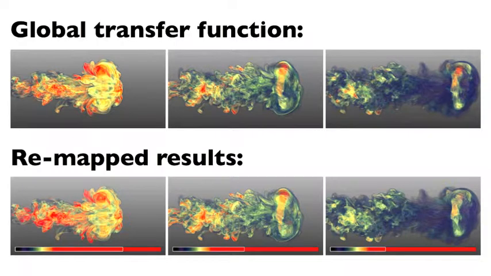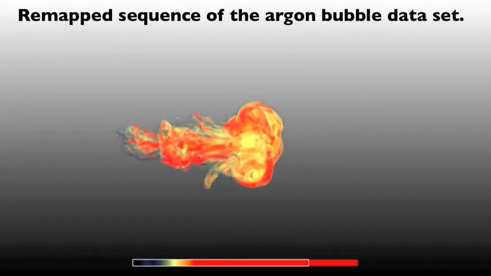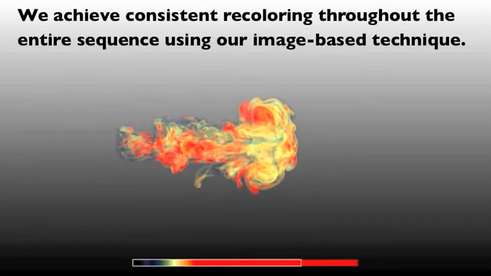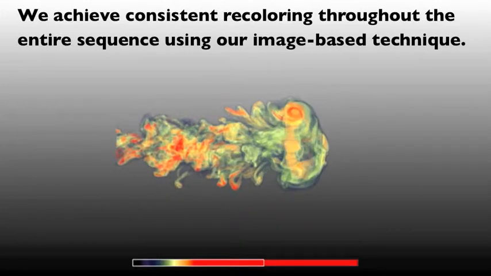Here we demonstrate the remapping results. The coloring is consistent with the global range. Here we show the remapped sequence of the argon bubble dataset. We achieve consistent recoloring throughout the entire sequence using our image-based technique.